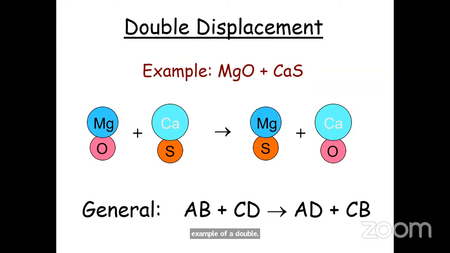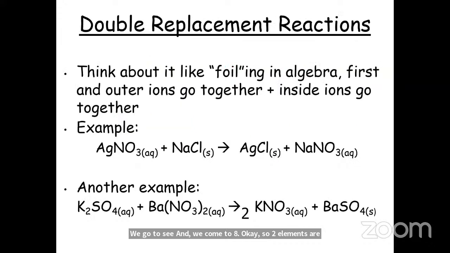So in general, if we have AB plus CD, how do we know if it is a double displacement? B will go to C and D will come to A. So two elements are being moved. So that is a double displacement reaction. So these are examples.